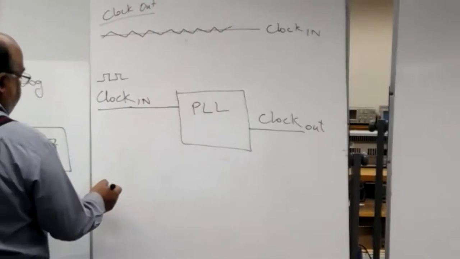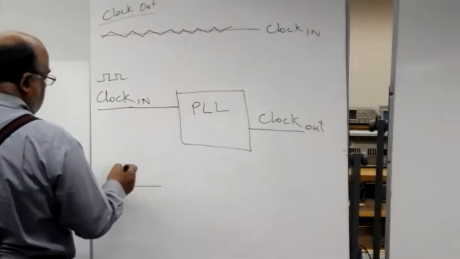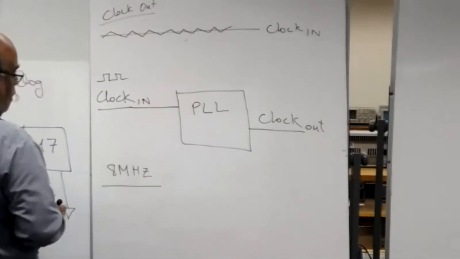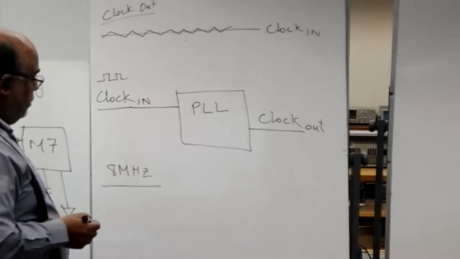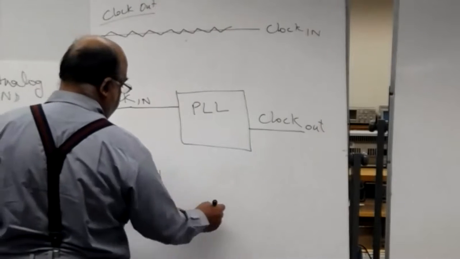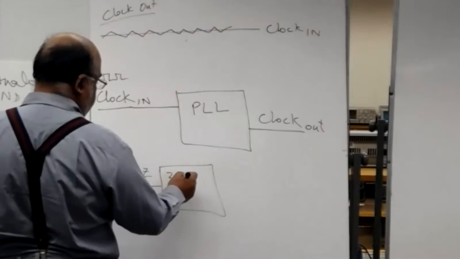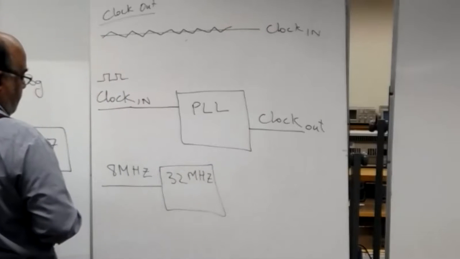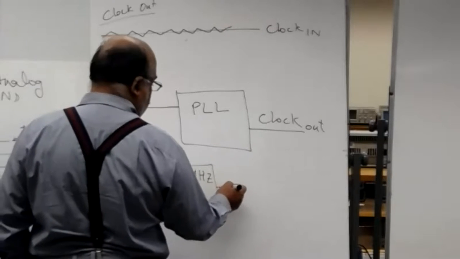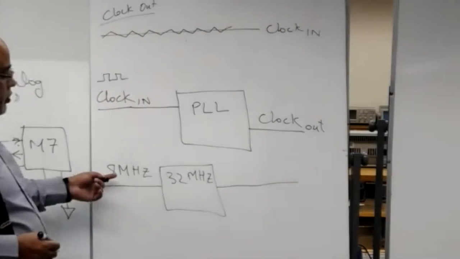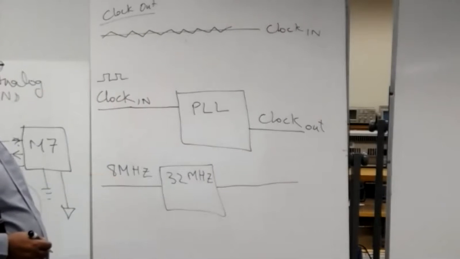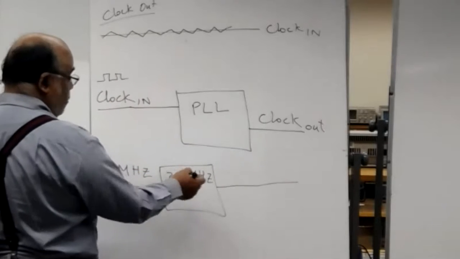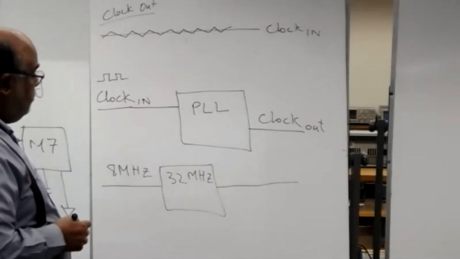One interesting use of a phase lock loop is this: you have a clock in, say a crystal clock of 8 megahertz, and in your PIC processor you have a PLL. There is an oscillator of 32 megahertz, and this output can run the processor at 4 times the speed of the crystal. But how is this always maintained? It has to be very accurate, otherwise your timers will not be able to operate.